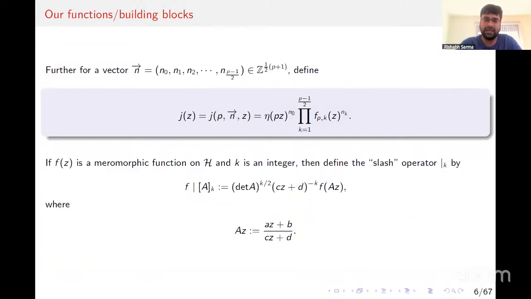Further, for a vector n, which is a (p+1)/2-tuple, I'm defining the function j(z) to be a product of those Biagioli theta functions with these elements of n as its exponents, with k ranging from 1 to (p-1)/2, along with this eta multiplier out of the front, whose exponent is the first element of this tuple. And if f(z) is a meromorphic function on the upper half plane and k is an integer, then we define the slash operator by the following, which is pretty well known.